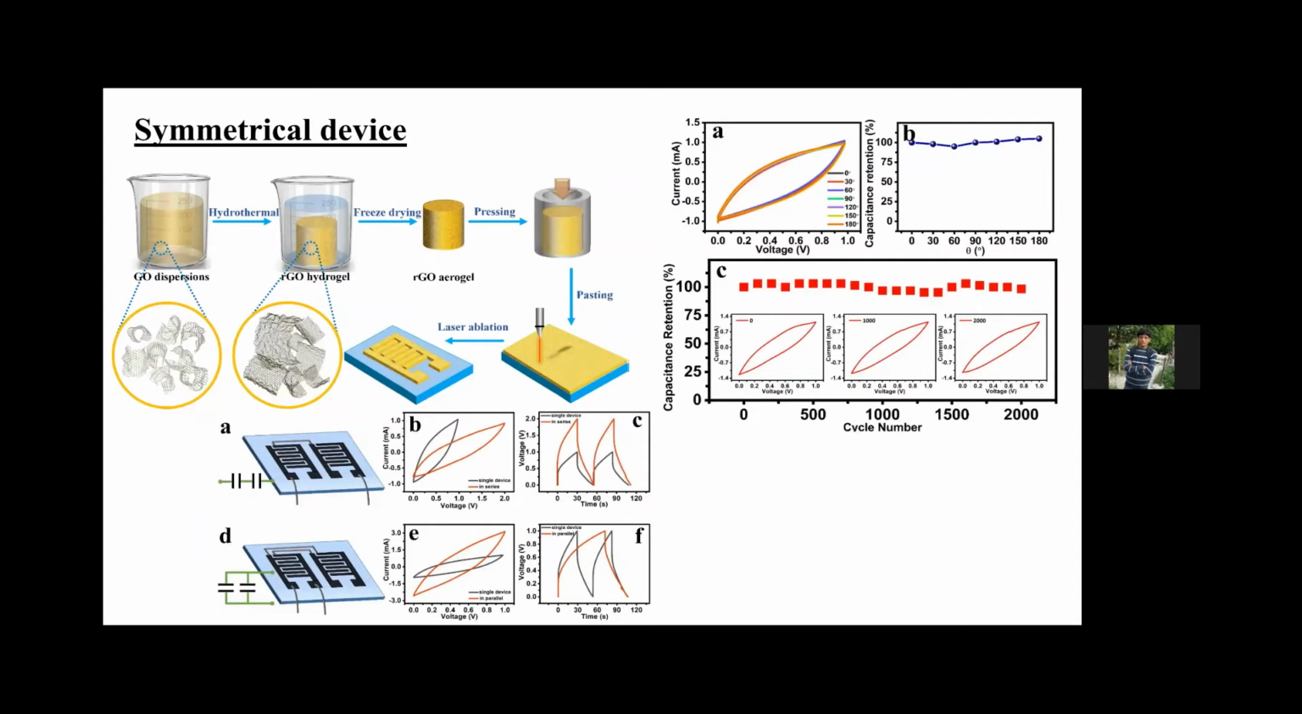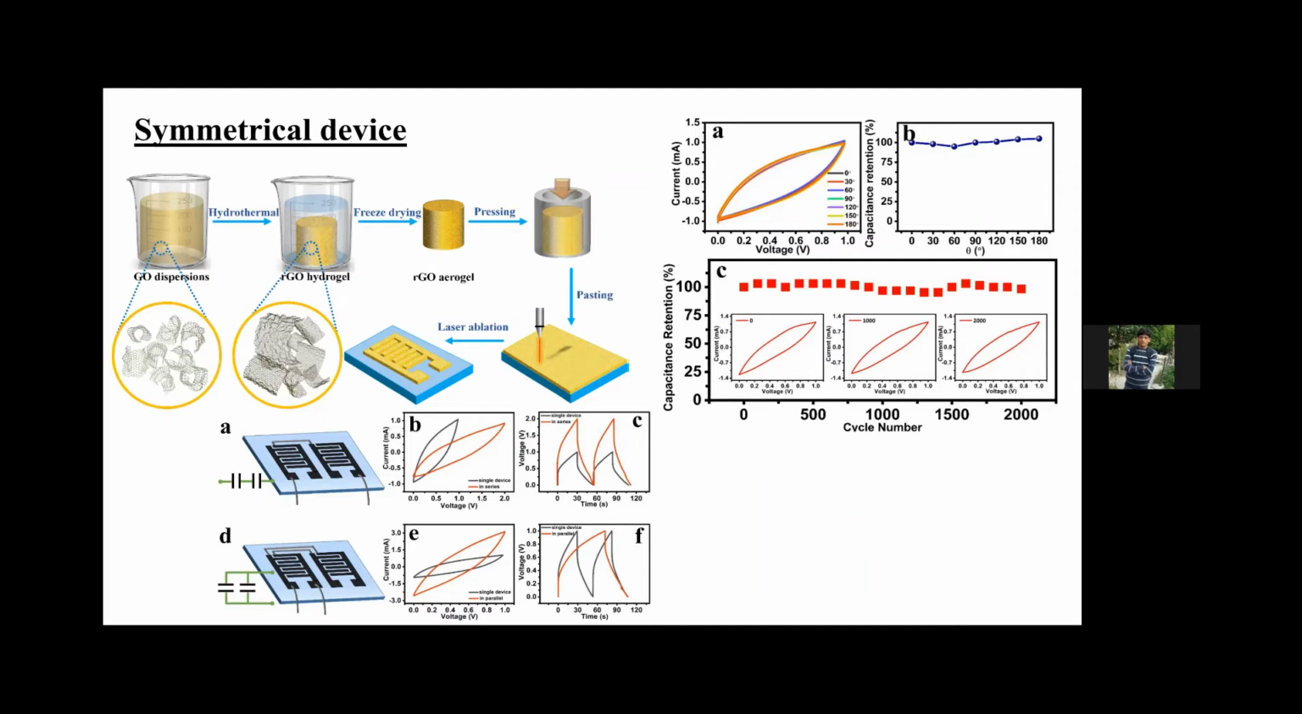So now we have both the positive electrode, the negative electrode, and the electrolyte. Now it's time to make the devices. First, I am talking about the symmetrical devices. In the symmetrical devices, both the positive and the negative electrodes are the same material, and we just assemble them.